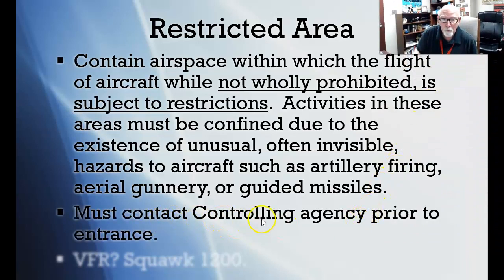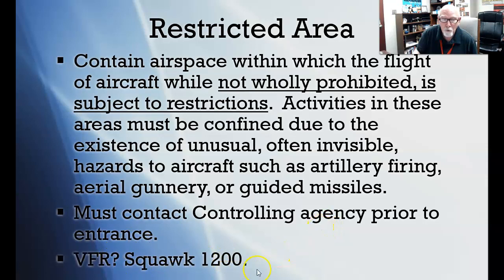There will be a controlling agency that controls those restricted areas, and if you're VFR, you definitely have to squawk 1200. On the back side of the bottom of your Charlotte sectional, there's a whole list of the contact people for the restricted areas and MOAs and things like that. So you can look right at the bottom of your chart, and it'll be right there.